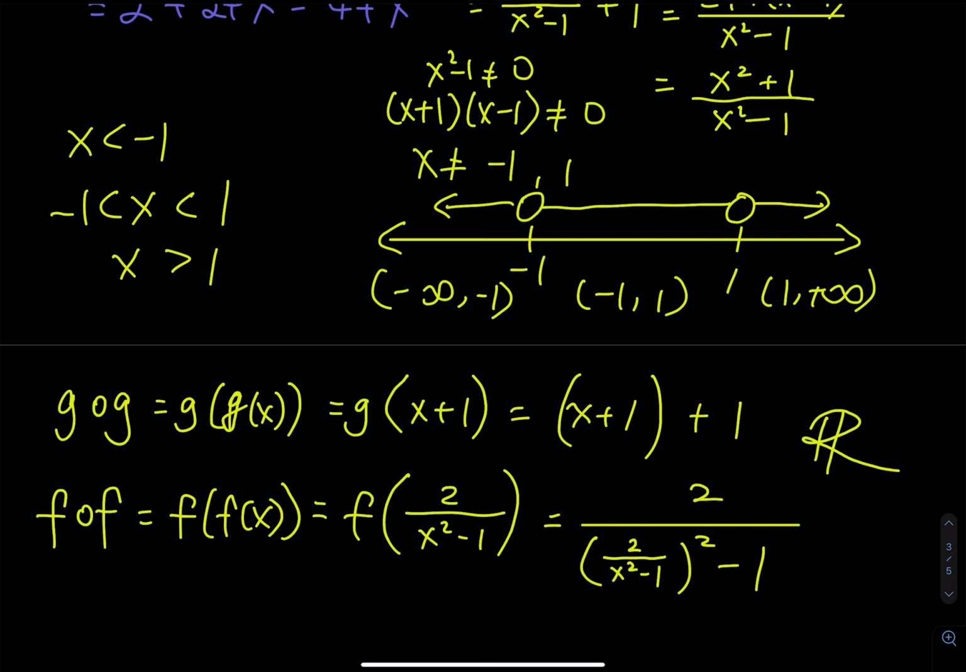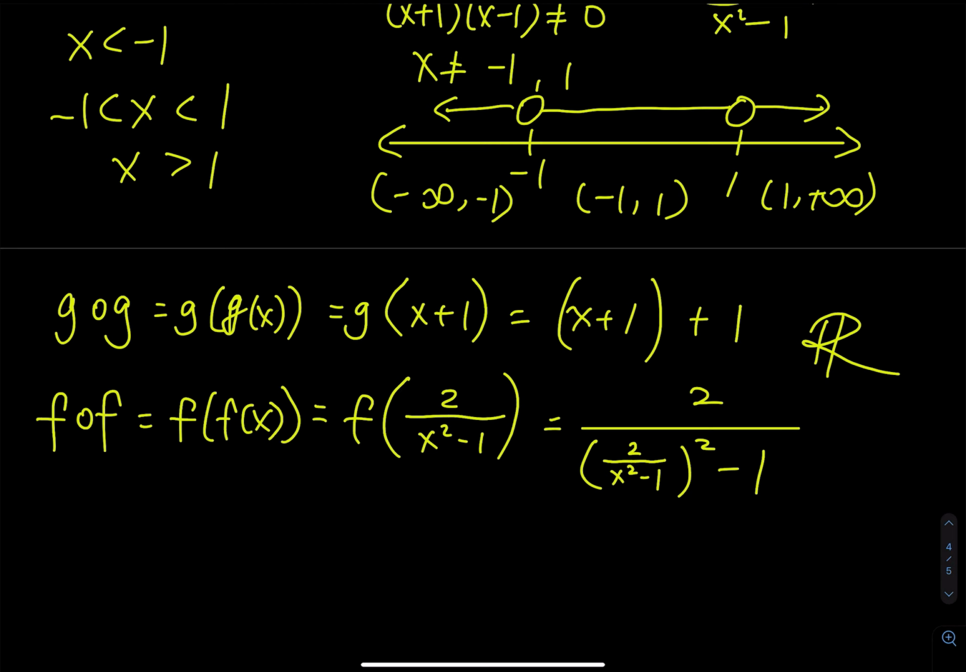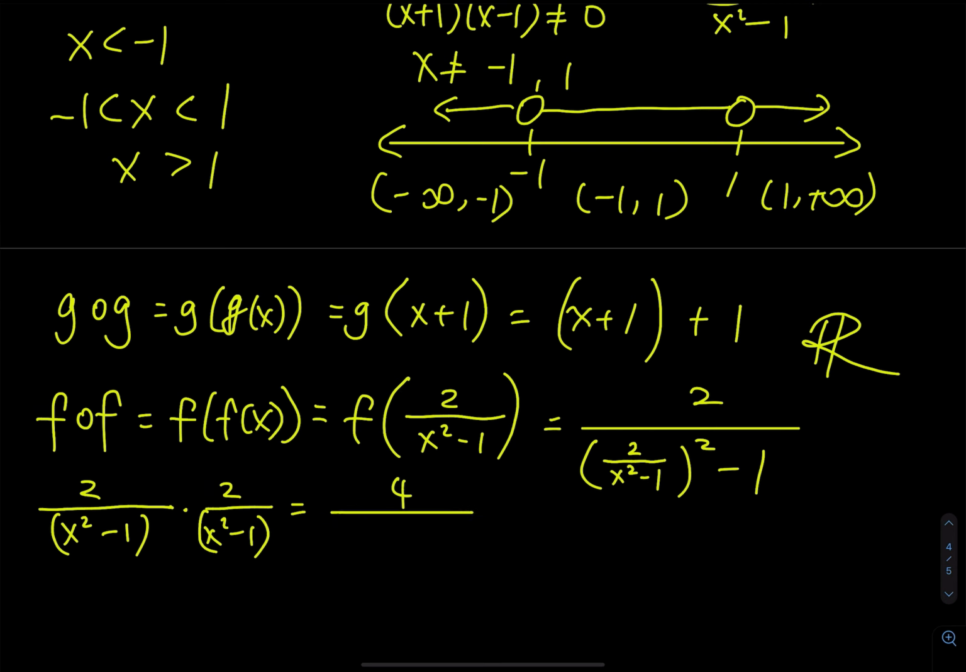And then regarding the domain, this is not easy. You will have to do this. Then you will have to clean this up. So you have 2 divided by x squared minus 1 times that. And then this will have a 4.